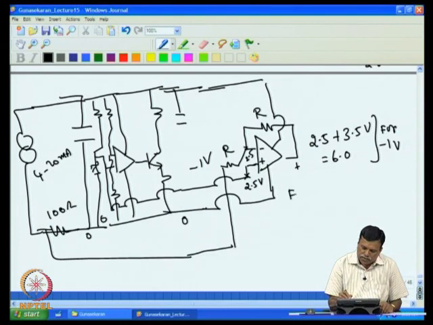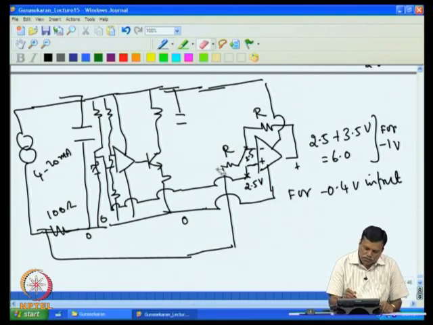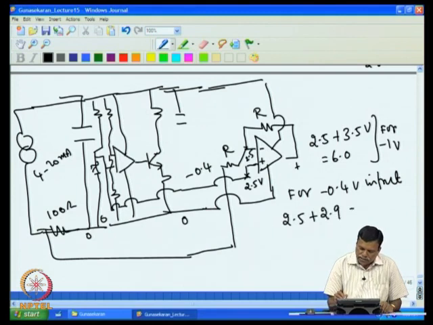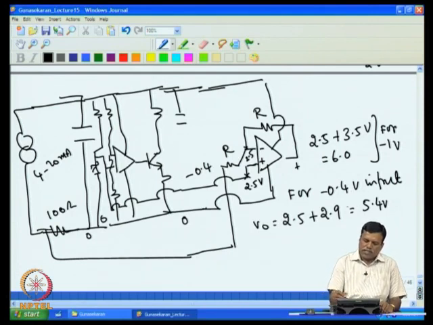For minus 0.4 volt input, suppose the input drops to minus 0.4, then the output will be 2.5 plus the difference between these two. The difference between these two is 2.9. So you will have 2.9, that will be 5.4 volt. That is V0. This is for minus 0.4 volt. So as the current increases here, you find this voltage also increasing.